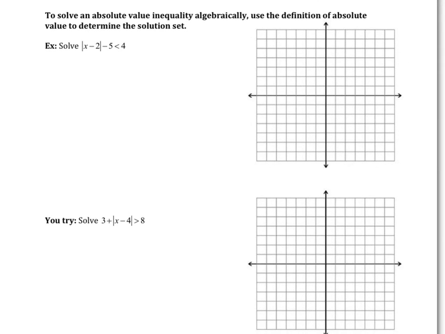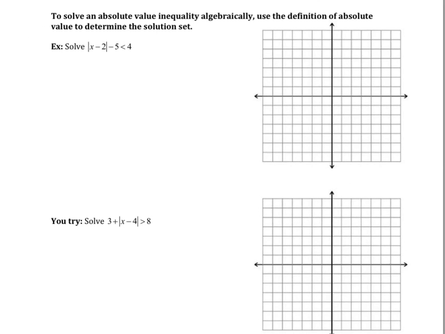Okay, next example is we want to solve an absolute value inequality algebraically using the definition of absolute value to determine the solution set. So when I say use the definition of absolute value, what that means is understanding that the part of the function that says x minus 2 in absolute value form, that must be positive. But that value in and of itself, x minus 2, can be positive or negative. So there's two different values that can go into that absolute value sign, and then whatever value goes in there comes out positive. So there's two cases that we want to test for.